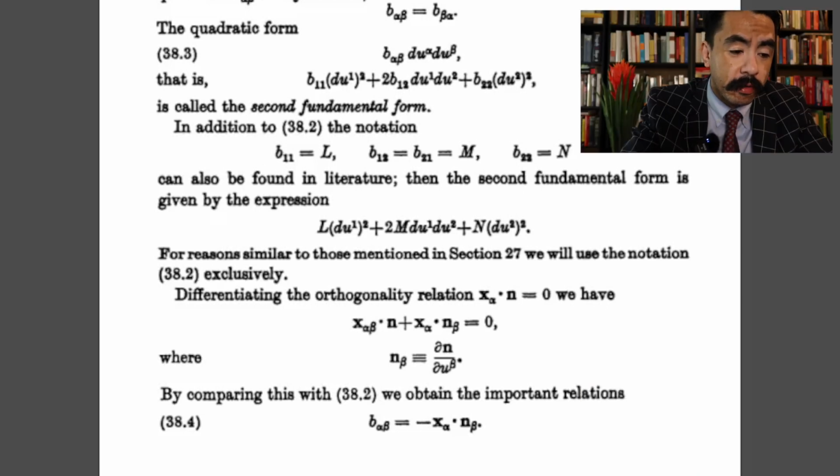Differentiating the orthogonality relation, the scalar product of x sub alpha with n equals 0, we have that the scalar product of x sub alpha beta with n plus the scalar product of x sub alpha with n sub beta equals 0, where n sub beta is equivalent to partial n partial u beta. By comparing this with the relation b sub alpha beta equals the scalar product of x sub alpha beta with n, we obtain the important relations where b sub alpha beta equals the scalar product of negative x sub alpha with n sub beta.